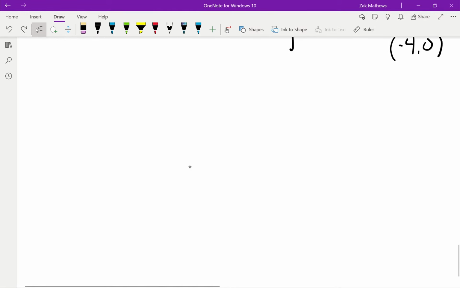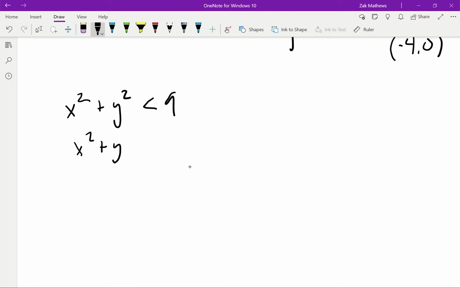Let's take the equation x squared plus y squared is less than 9, and then we'll take the equation x squared plus y is equal to 1.